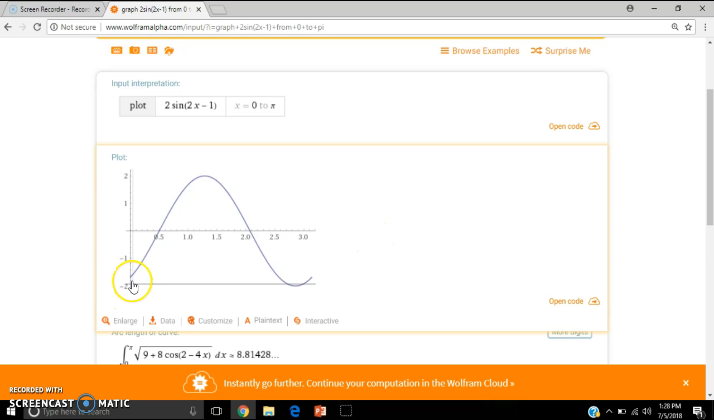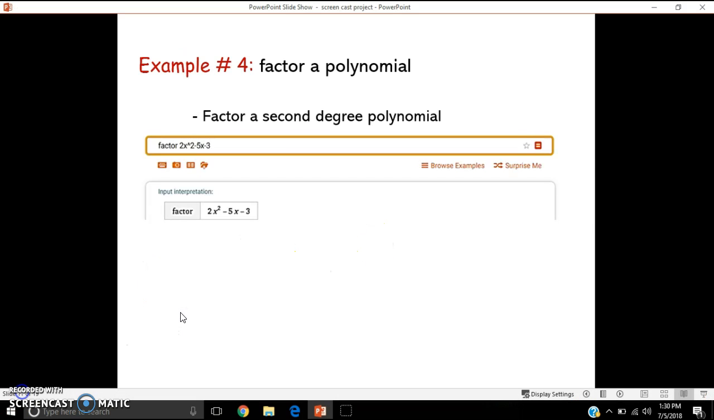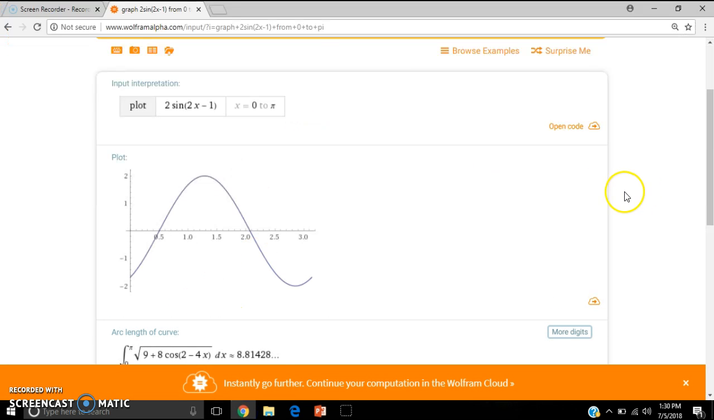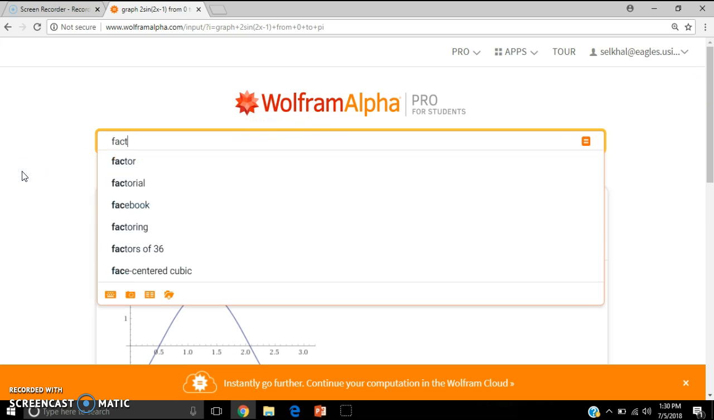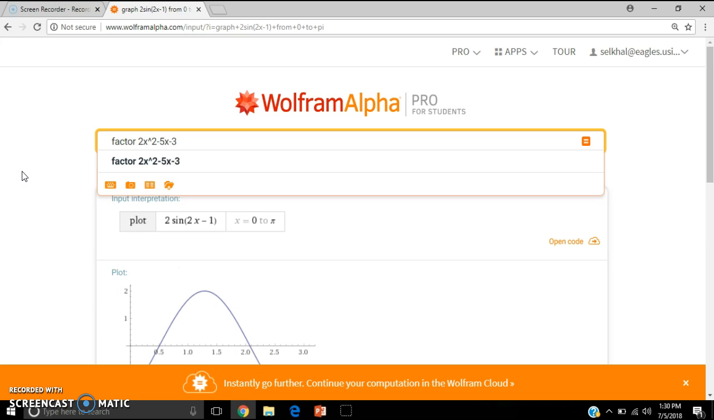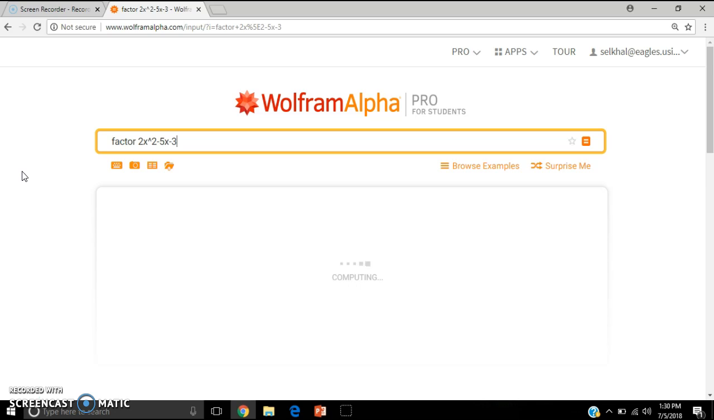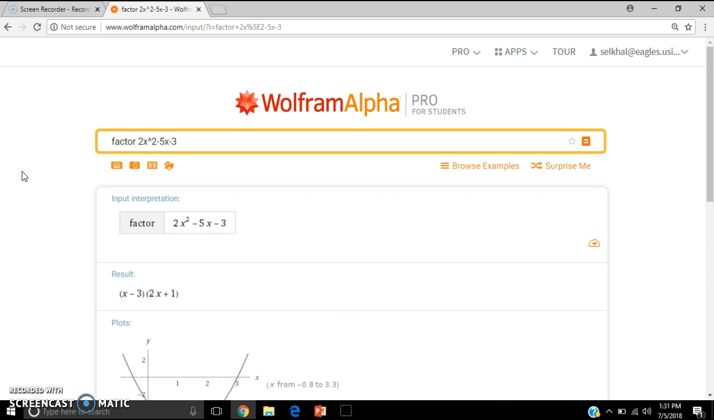And my graph is from 0 to pi. In example 4, we will see how to factor a second degree or any degree polynomial. So I just need to type my question in the input bar, which is factor 2x squared minus 5x minus 3. And I get the answer.